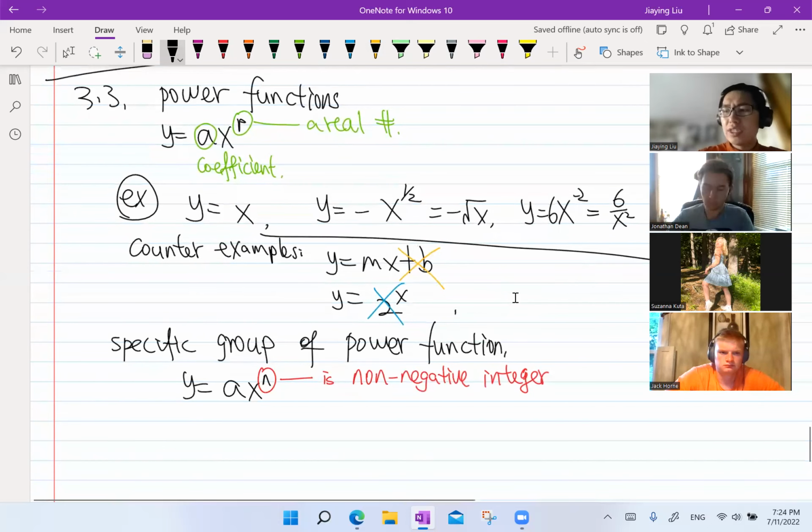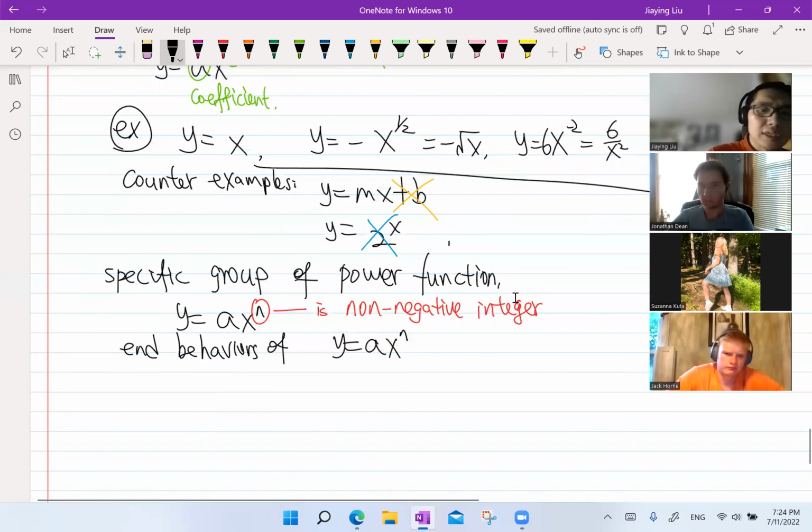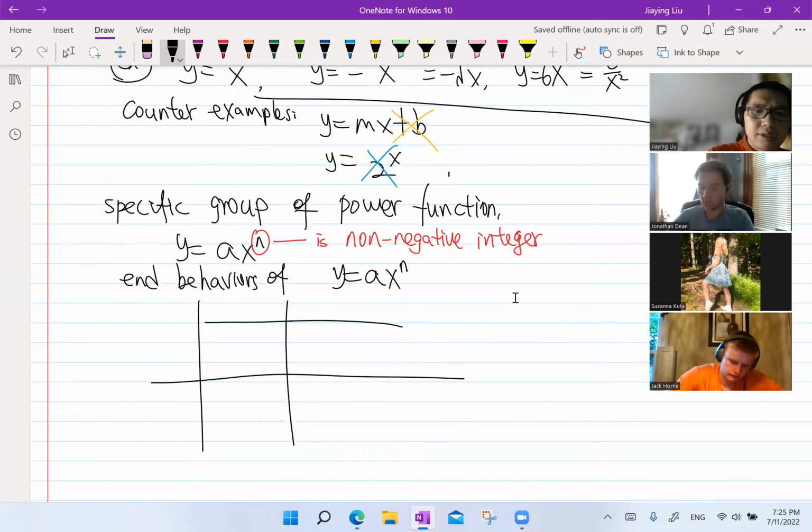And with these functions, there's a very unique thing about the end behaviors. So the end behaviors of y equals ax to the n depend on what n is. So if a is positive and n is even, so n is an even number and a is positive, then the graph of y equals ax to the n looks like this.